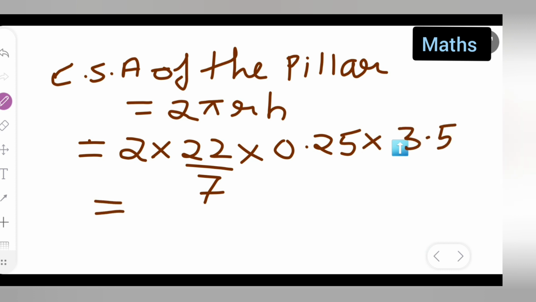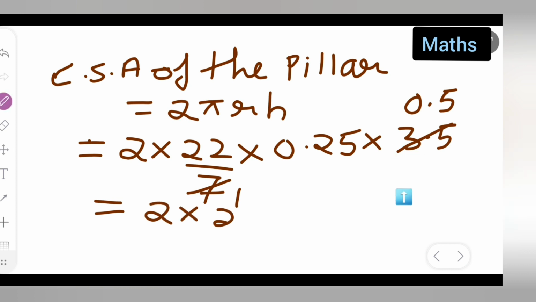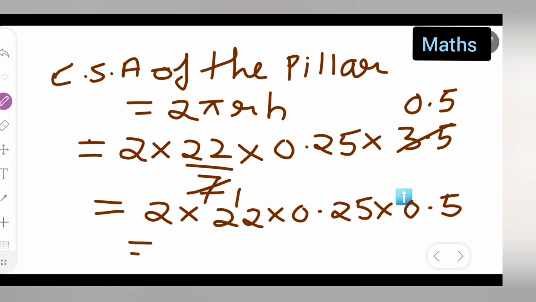Now I can cancel this. 7 ones are 7, 0.5. 7 5s are 35. Now you have to multiply 2 multiplied by 22 multiplied by 0.25 multiplied by 0.5. What will be your answer? Your answer will be nothing but 5.5 meter square.